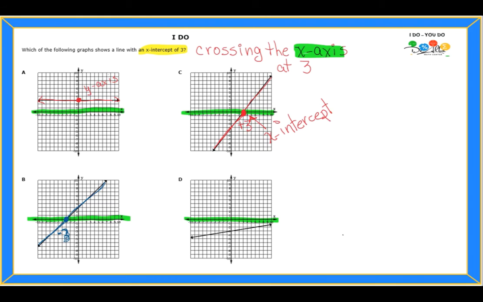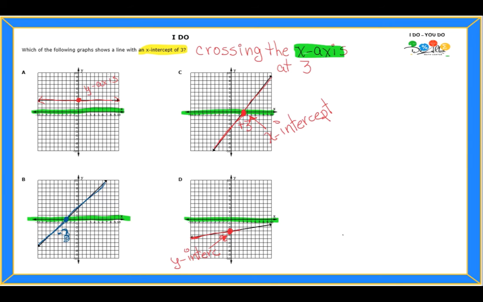Notice how in A, my point was the y-intercept, because it was touching the y. Right now, this is the x because it's touching the x-axis. Very good. Just to be on the safe side, it seems to me that C is the answer, but let's look at letter D. I follow the line, and I don't stop here because this is not the x-intercept. This is your y-intercept. Very good. Just a little review.